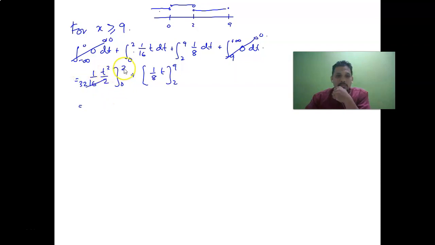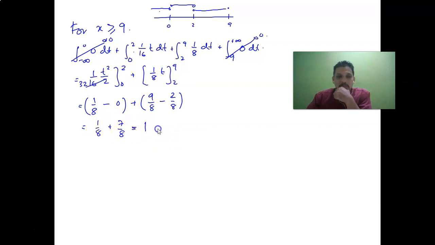So substitute t with 2 here, 2 square equal to 4, 4 over 32, 1 over 8, minus t substituted is 0, 0 over 32 is 0. Plus, substitute t with 9, give you 9 over 8, minus substitute t with 2, so 2 over 8. Okay, 1 over 8 plus 9 minus 2 equal to 7 over 8. So look at this one here now: 1 over 8 plus 7 over 8 equal to 1.